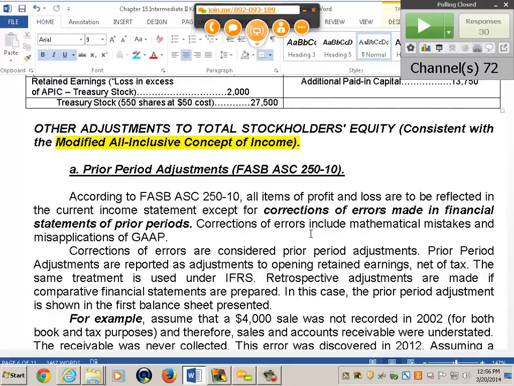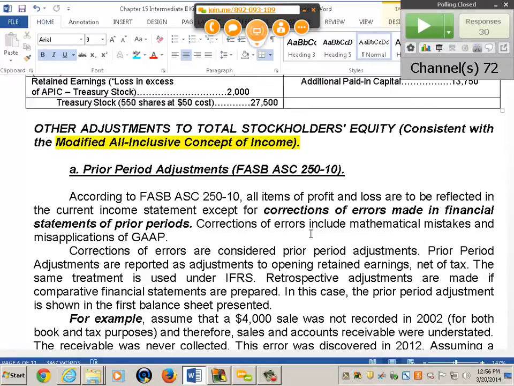All right. Let's take a look at these last two topics. They're very short, but they are very useful as well because they are pretty common in practice, obviously. The first one is something known as prior period adjustments. And if you look at the yellow highlighted area, you notice I'm telling you that this is a part of what we call the all-inclusive concept of income.